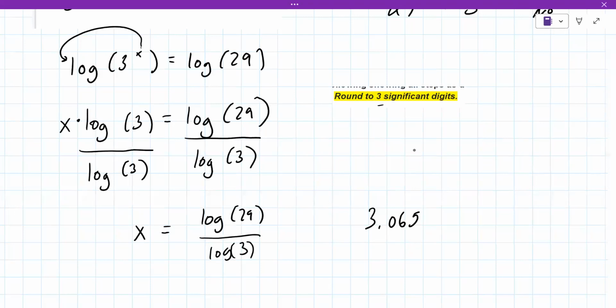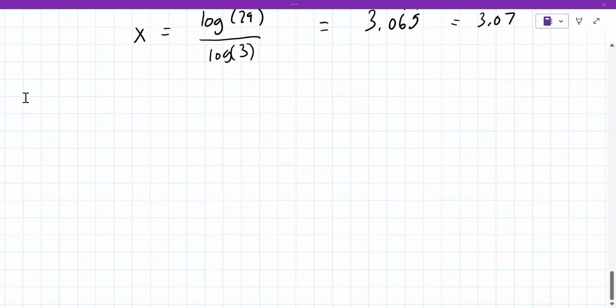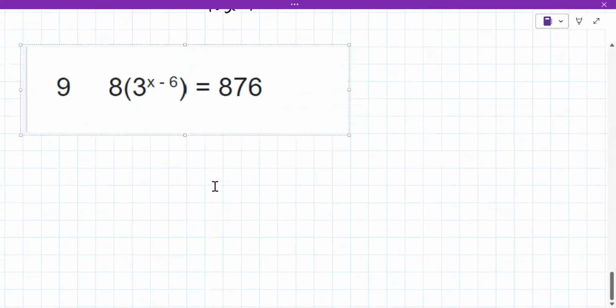Now 3 significant digits. First digit's significant, the second, and then the third. So we need to decide whether we're going to round that 6 up or down. We're gonna round it up. Yes, there's your answer. Any questions on that? Okay, so the next one's somewhat similar. It's a little more complicated, but it's the same sort of flow steps here. So we're going to start by dividing both sides by 8.